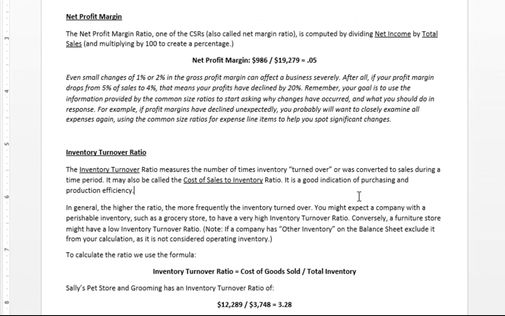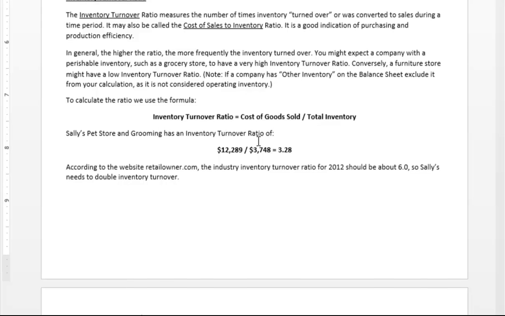Our next area of focus is inventory turnover ratio. You need to know how many times inventory turned over or was converted to sales during a time period. This doesn't mean that every dog collar in Sally's inventory sold within that time. It means that the value of that inventory turned over time. To figure it, you take cost of goods sold and you divide it by total inventory.